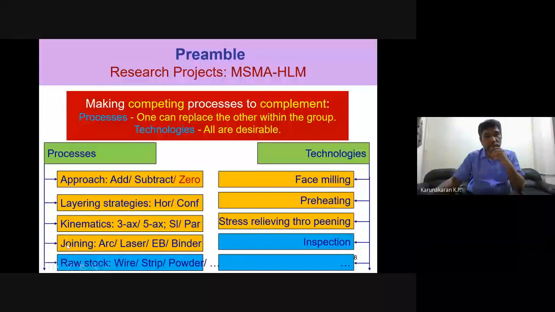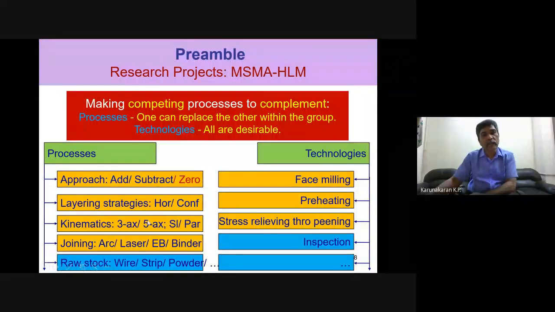Okay, now that is a second level. So material addition and subtraction is one level of hybridization. Then combining different energy sources to create the same layer is the second level of hybridization. I will show the third and fourth level, namely combining 3-axis kinematics and 5-axis kinematics.